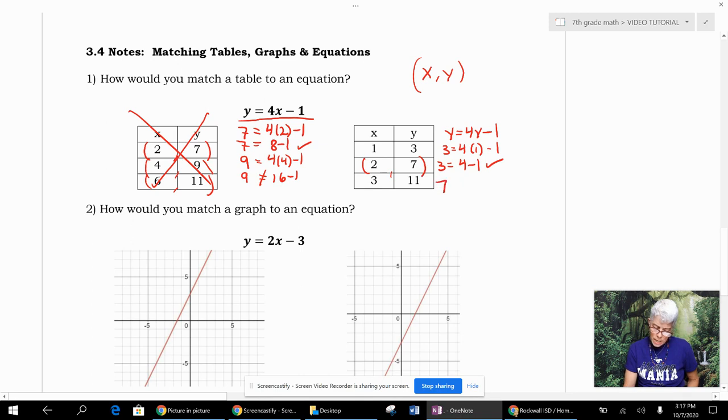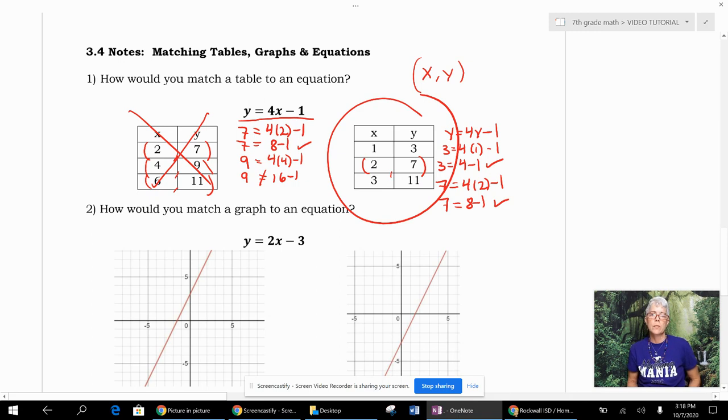So if y is 7 and x is 2, is 4 times 2 minus 1 equal to 7? Well, 4 times 2 is 8. Is 8 minus 1 equal to 7? Yep, it is. So that's going to be our answer choice. Now, normally I would ask you to check 3 different ordered pairs, but since we already know that the other choice is not the correct choice, we're going to be happy testing it out twice. But I assure you, if you did it all 3 times, it would work.